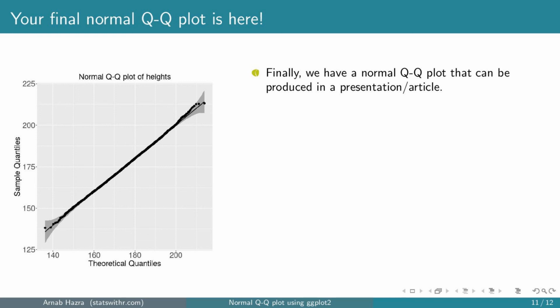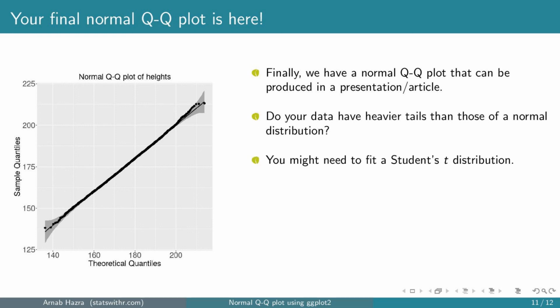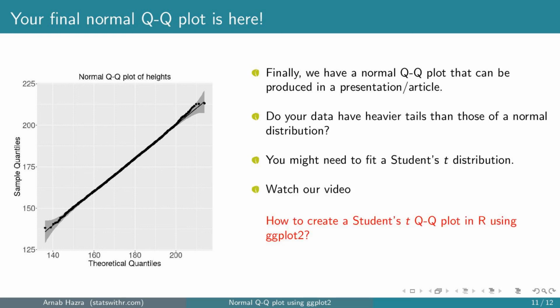If you see that your dataset shows evidence of heavier tails than a normal distribution, you might need to fit a student's t distribution, and to judge the fitting, you need a student's t qqplot. To do that using ggplot2, watch our video on how to create a student's t qqplot in R using ggplot2.